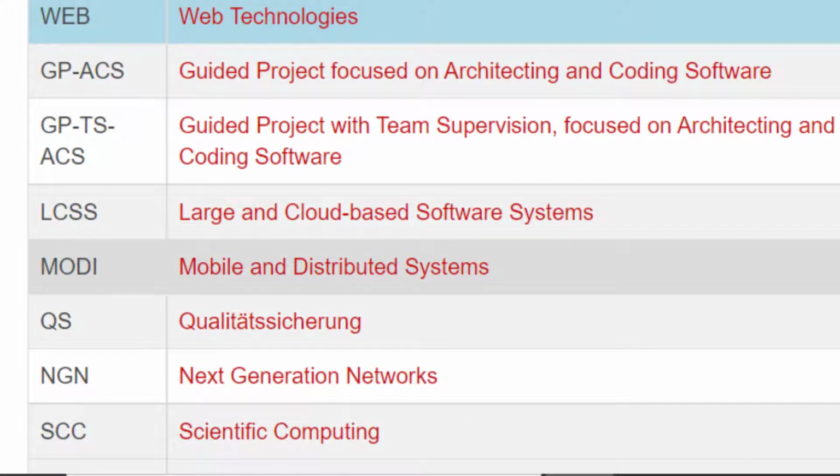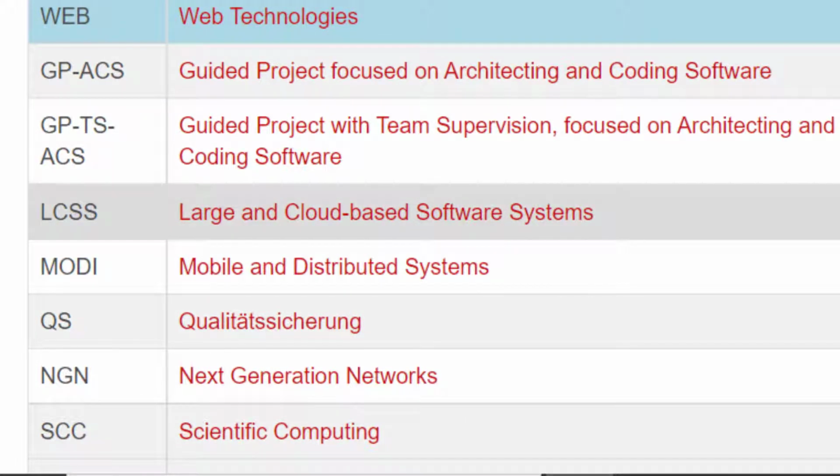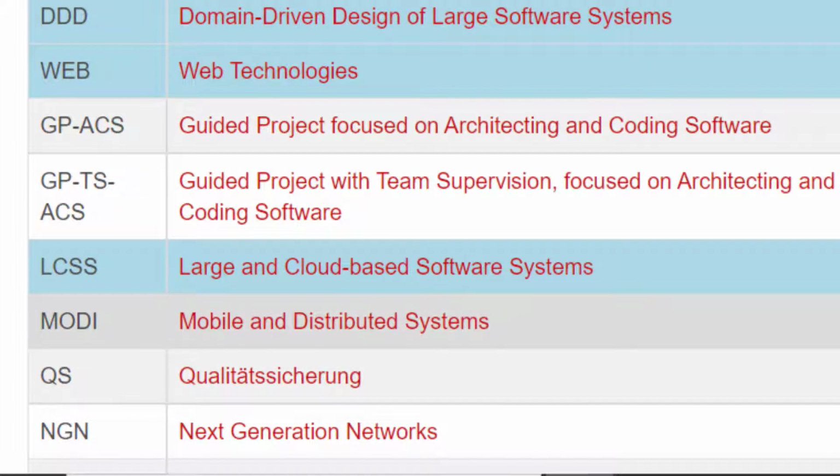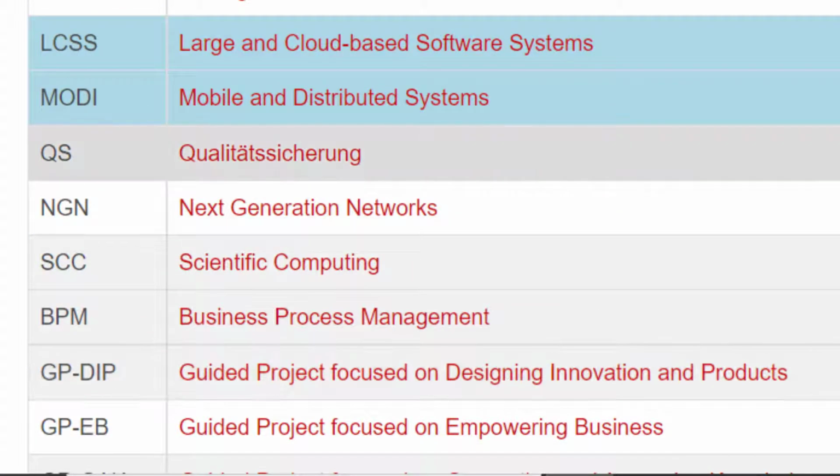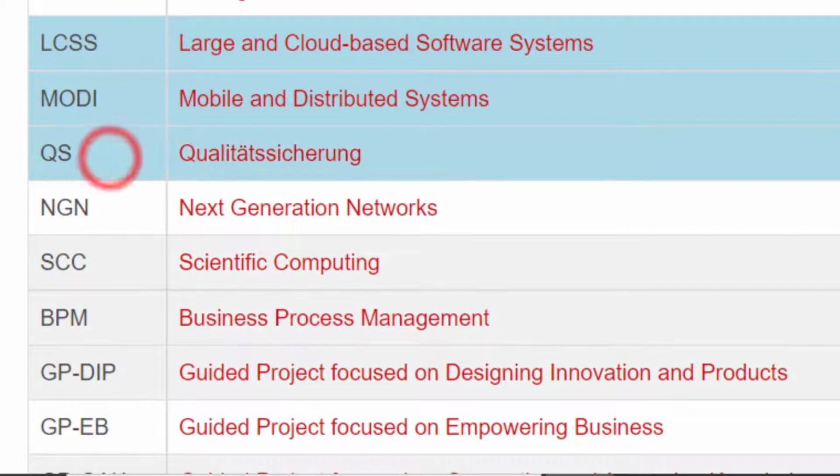What else could she take? Large and cloud-based software systems also sounds very interesting. Mobile and distributed systems, also interesting that she takes up. Then Qualitätssicherung, or in English quality assurance, also something that you need to have as a professional coder. She also picks that.